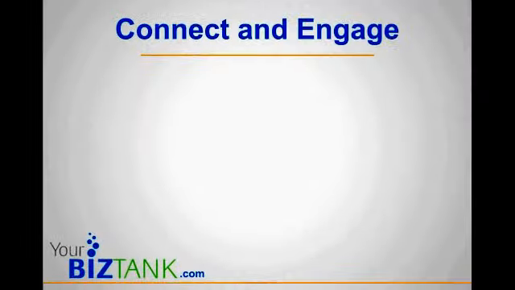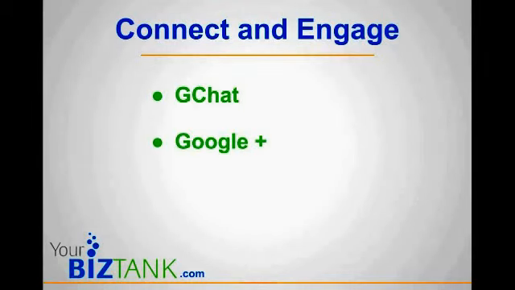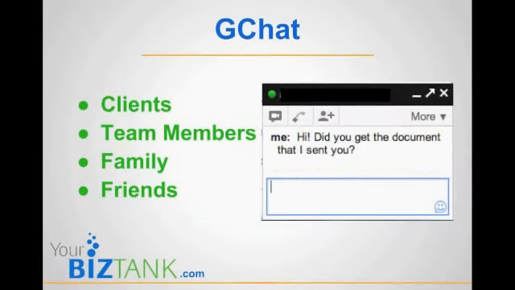All right, the next step is connecting and engaging. And we're going to specifically talk about Google Chat, which I call GChat, and Google+. So GChat is one that I don't think a lot of people utilize. I'm one that does chat a lot. So if I see a little green dot next to your name, I'm probably going to chat you. But this could be any clients, any team members, again, family or friends, anybody that you're emailing on your Gmail account. What happens is the most frequently emailed people on your list will show up in a little GChat list on the left side of your Gmail screen.